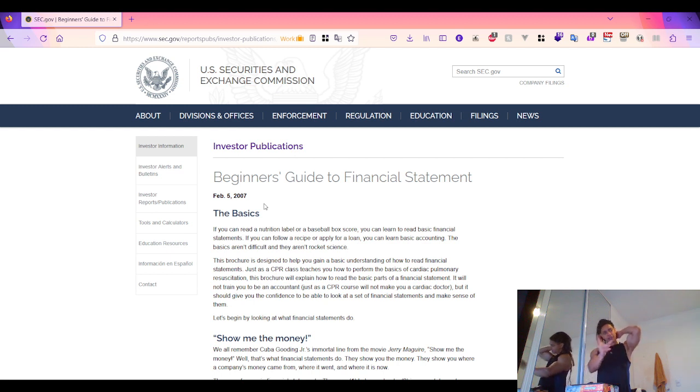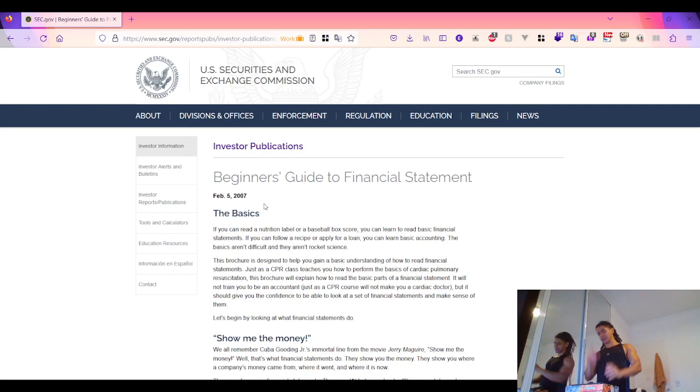So the TLDR for the balance sheet is that it shows the company's assets, liabilities, and shareholders' equity. And the income statement's bottom line shows you the net increase or decrease in profit. So in other words, it tells you if a company made a profit or not.